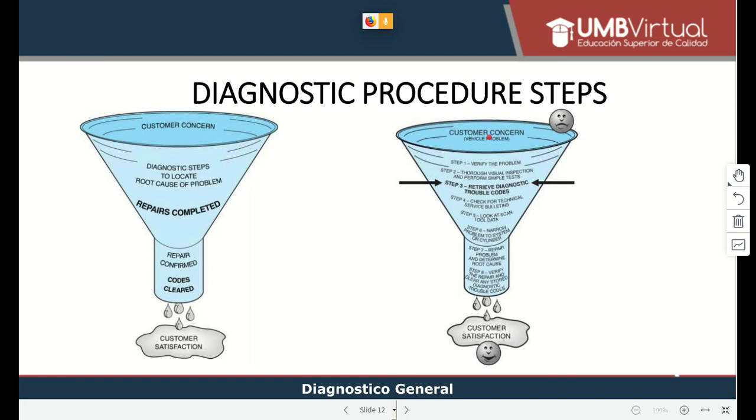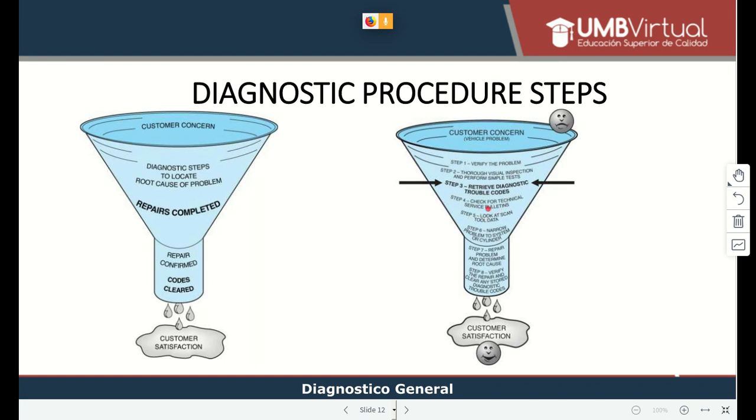We have a vehicle problem, and then we verify the problem through visual inspection and perform simple tests, because the idea is, again, to reproduce the fault. The next step is to retrieve diagnostic trouble codes. How are you going to retrieve them? With the OBD-II scan tool. We are going to talk about that. Then check for technical service bulletins.